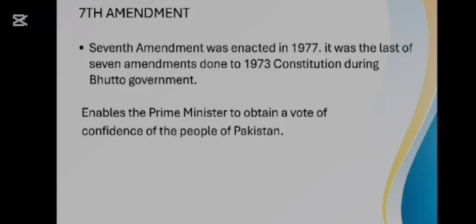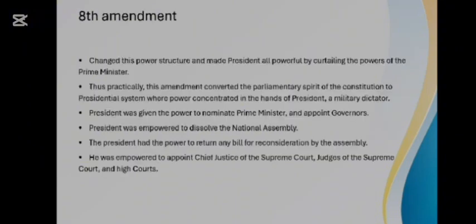Now we come to the Seventh Amendment. The Seventh Amendment was enacted in 1977. It was the last constitutional amendment made by the Bhutto government, and it enabled the Prime Minister to obtain a vote of confidence whenever required by the people of Pakistan.